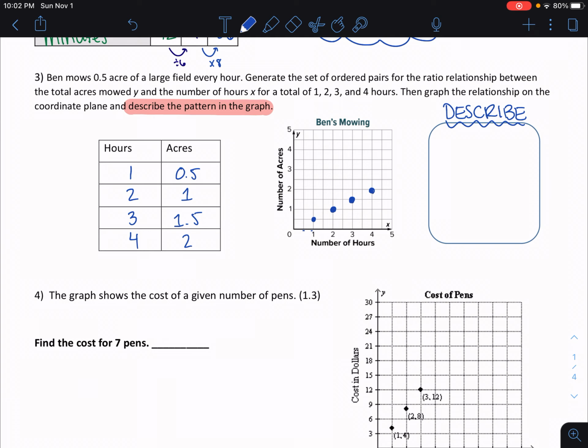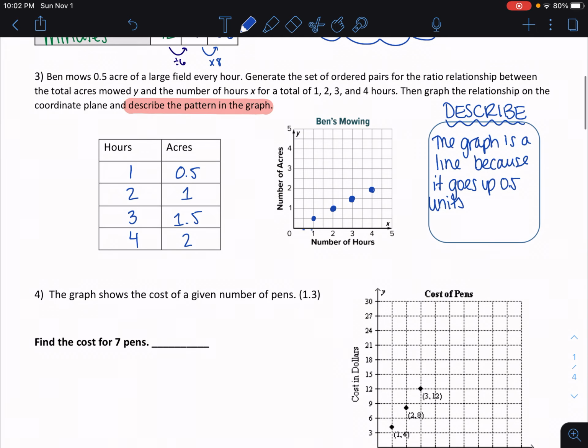These 4 dots appear to be in a line. So I'm going to say the graph is a line because it goes up 0.5 units. Again, I'm going with how the graph is changing. So because every other line is 1, that means that every line is 0.5. And it goes to the right 1 unit, because even though it skips a line, it's still only going over 1 whole unit.